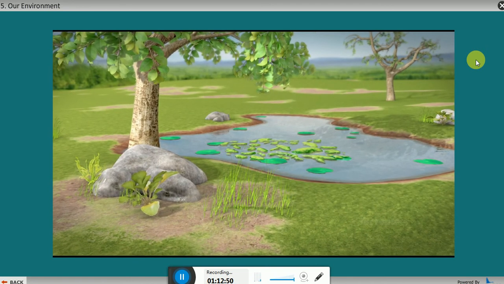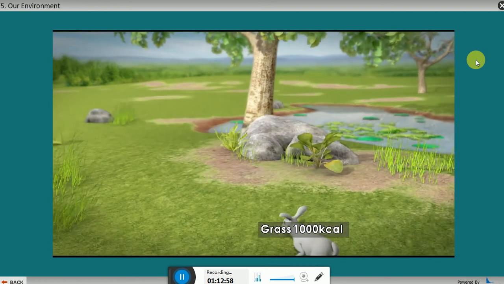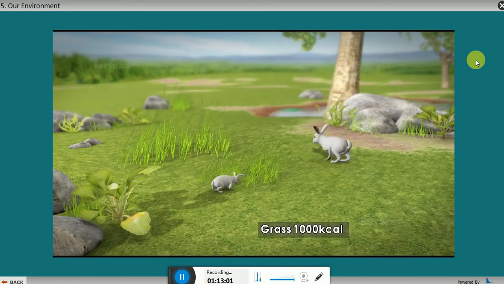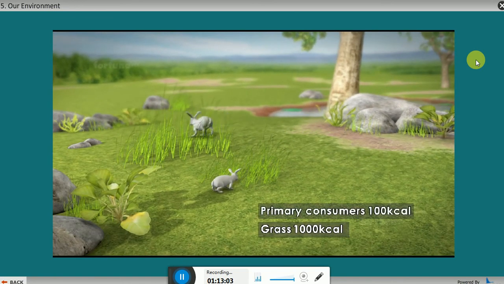Suppose grass produces and has 1000 kilocalories of energy. At the herbivore level, the grass will be eaten by mice or rabbits. Primary consumers have an intake of approximately 100 kilocalories.